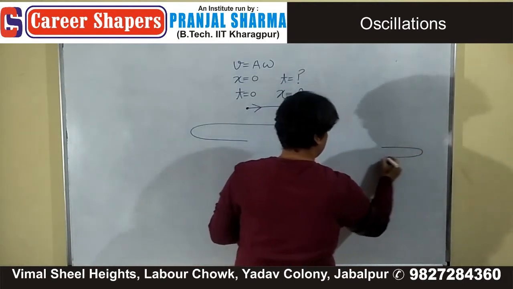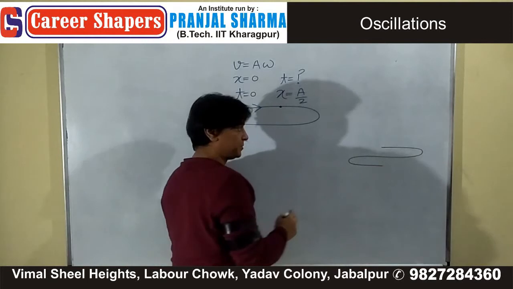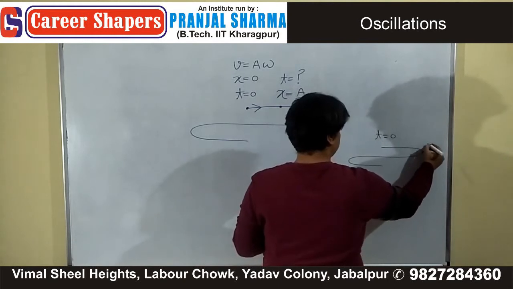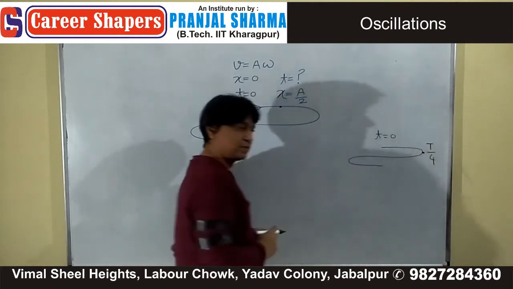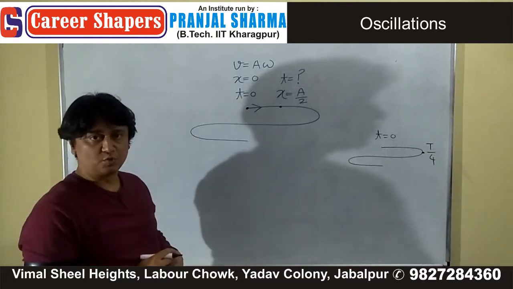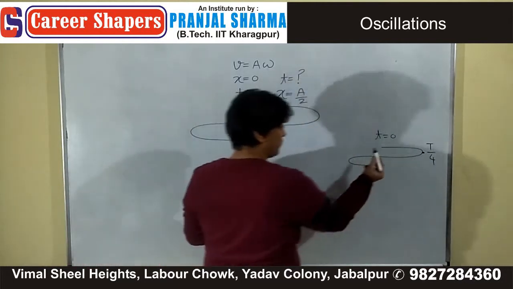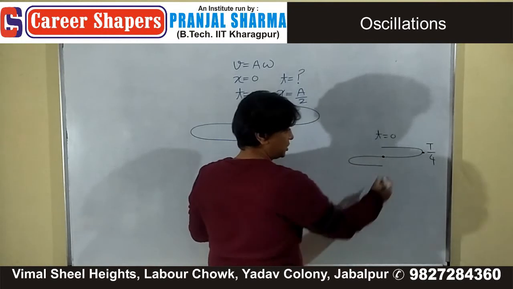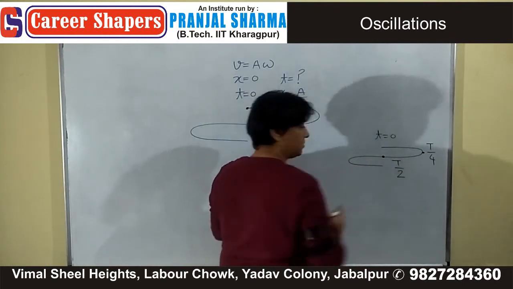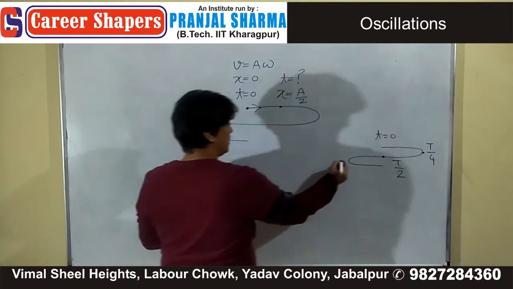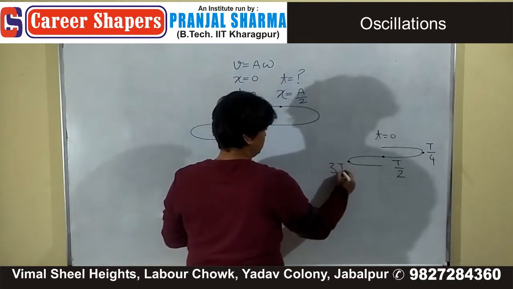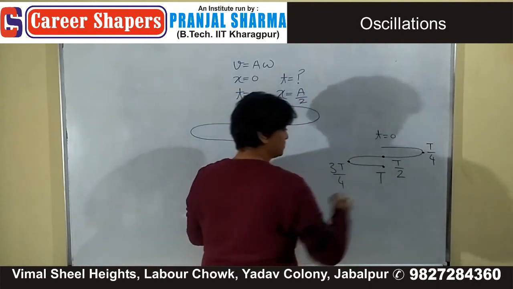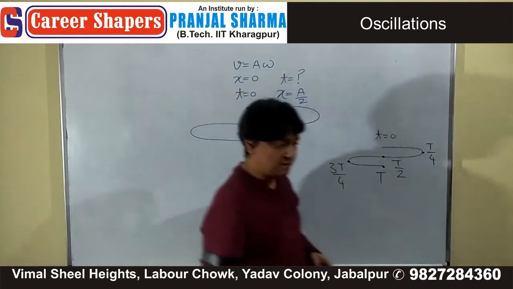Now, when an object oscillates, if this is t=0, then this is T/4. Total time to complete one oscillation is capital T, the time period. And therefore, from this to this, it will take T/4. At this position, time will be another T/4, that is T/2. For this position, time will be 3T/4. And when you are back at the mean position, time is T.